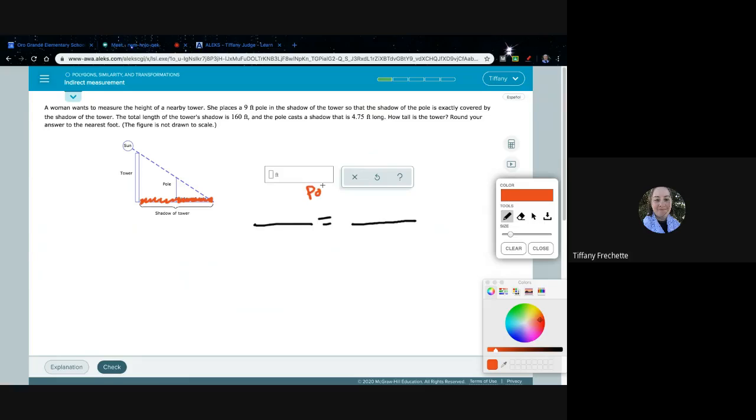So we have pole and tower again. I know that right away. And then we also have shadow again. All right. And then they're telling us that the total length of the tower shadow is 160. So they didn't fill that in for us. And the pole's shadow, so I'm going to go like this, is 4.75. They want to know how tall the tower is. And remember, they told us it was a 9-foot pole. So they told us that already.